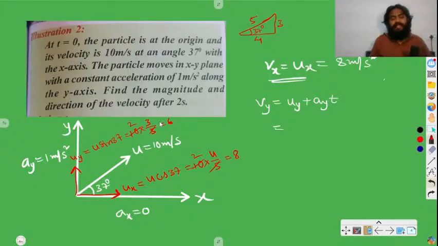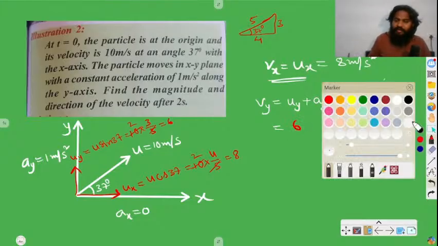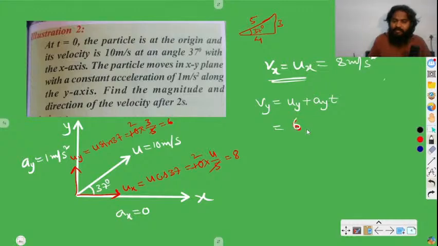Okay? The resultant of 6 and 8 is nothing but this velocity, right? What about it is 6, right? So now here uy is equal to 6. Uy is equal to 6 plus ay, which is 1, into t. After how much time did he ask? 2 seconds, right? You will write 2, then you will get 6 plus 1 into 2, then you will get 8, right?